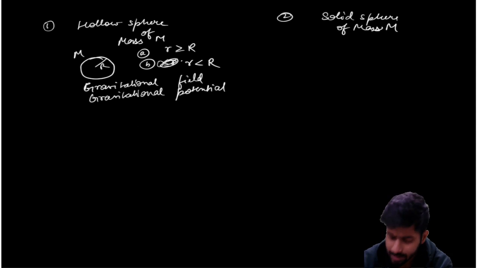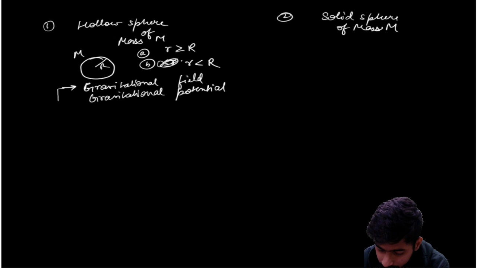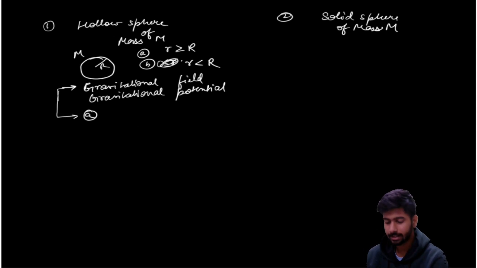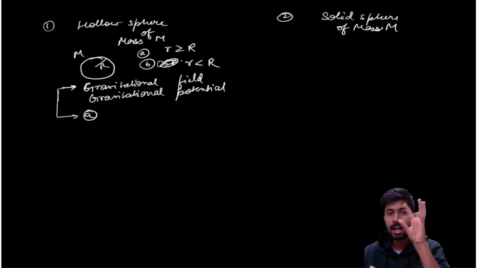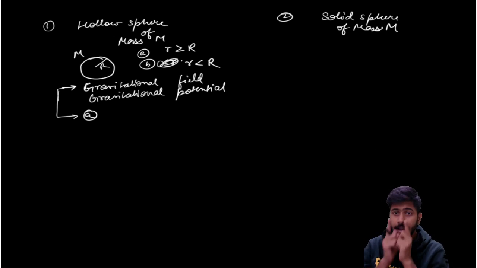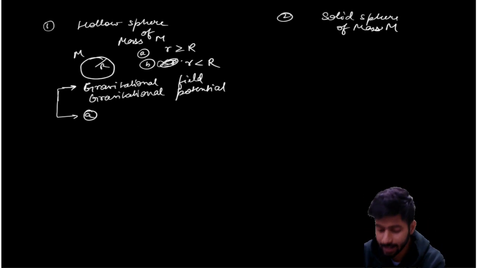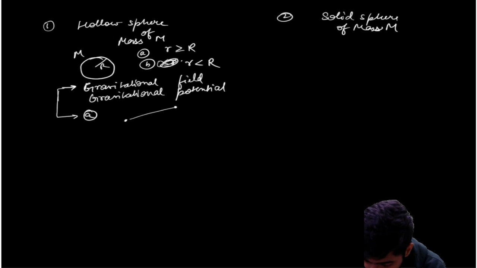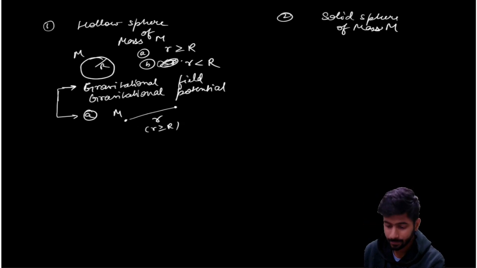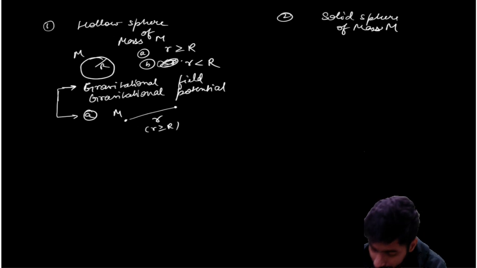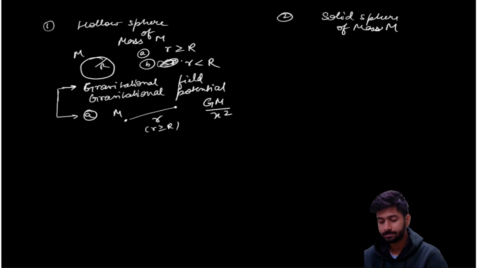So let's discuss gravitational field first. For case A, what do I simply have to do? I have to assume that this mass is concentrated at the center. If the distance is greater than or equal to capital R, then I can assume this mass to be concentrated at the center, at a distance r. Remember, this r has to be greater than or equal to R, only then you can assume it to be at the center. And then I'll calculate the value of gravitational field, and that's nothing but GM by r square. This is the field.